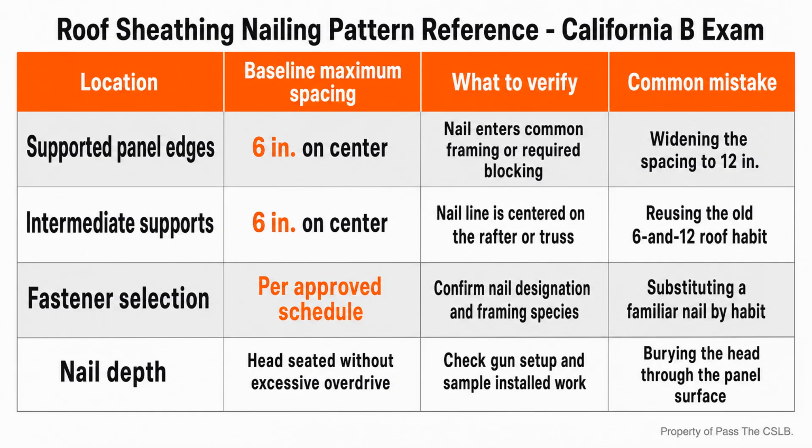Looking at this reference, I want you to see the phrase 6 in 6. 6 inches maximum at supported edges, 6 inches maximum in the field along intermediate framing. Maximum means the spacing may be closer when the approved design requires it, but it may not be open wider merely because the crew is used to a different schedule.